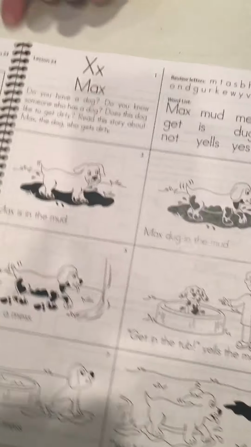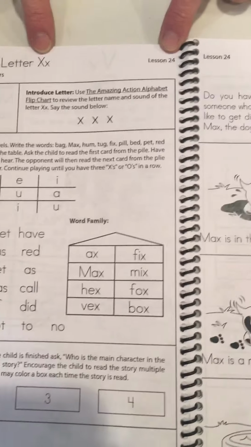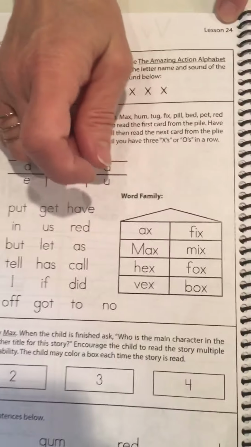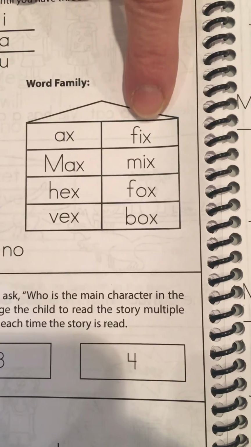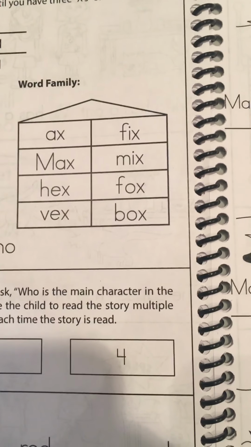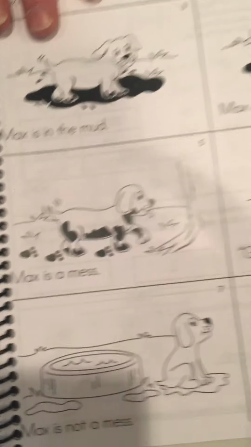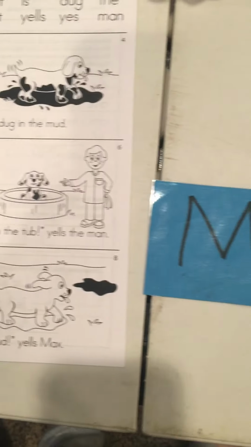Now, those of you that are ready to read, you are on lesson 24. You can review the sound of X in these words: axe, max, hex, vex, and fix, mix, fox, and box. Now, before you read the story, I like to play around with the words found in the story.